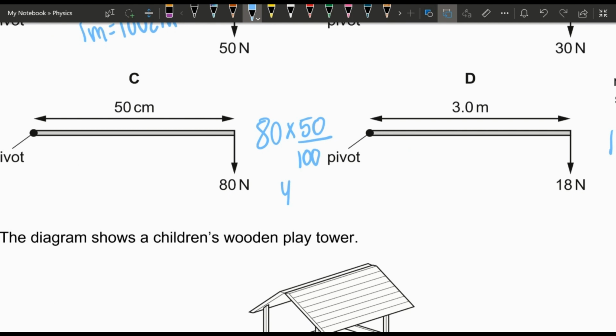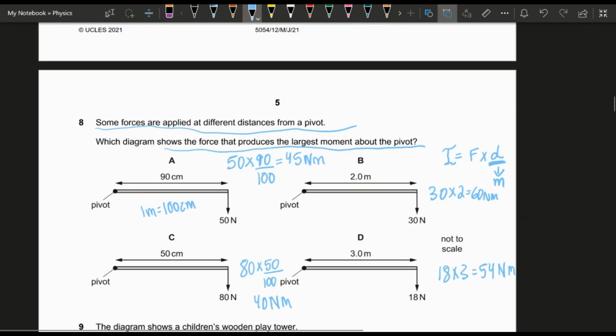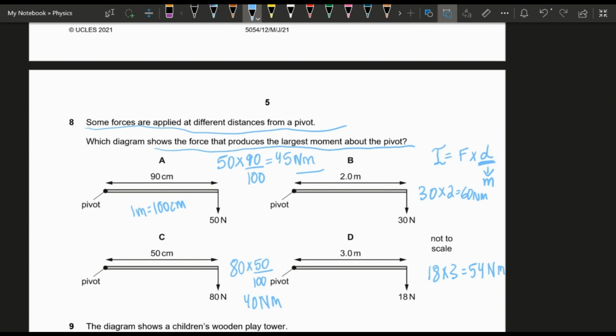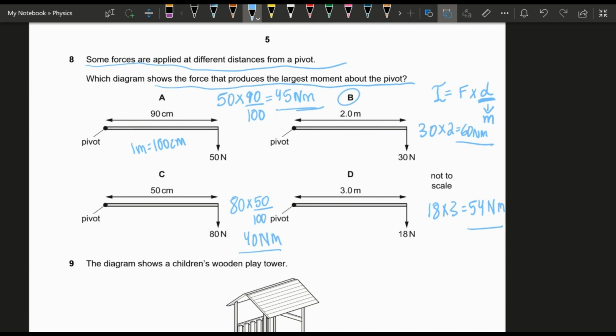This will be 40 newton meter, and this will be 45 newton meter. Now let's look at which has the largest moment. Does 45 have the largest moment? No. 60, yes, it is one of the largest. No, no. So 60 is the largest, hence your answer will be B.